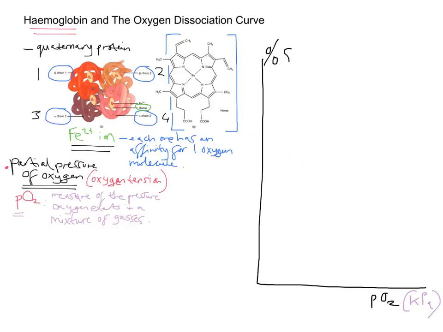Percentage sat, for saturation of hemoglobin. There. Now what you'll get is a curve shaped like this. Notice there's a very subtle S shape, and this is called the S-shaped oxyhemoglobin dissociation curve.